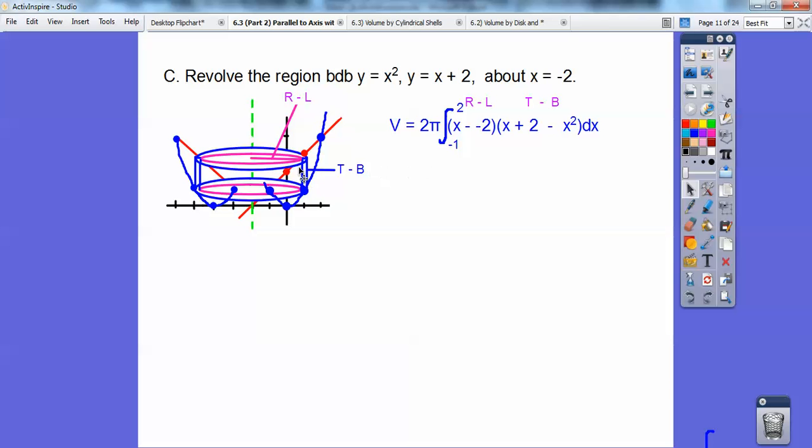Okay, so here's my x equals. This is my x equals, and the radius right here is right minus left. So my right is this x minus the left right here, negative 2. Okay, and then go ahead and clean that up and simplify, and you get that as your answer.